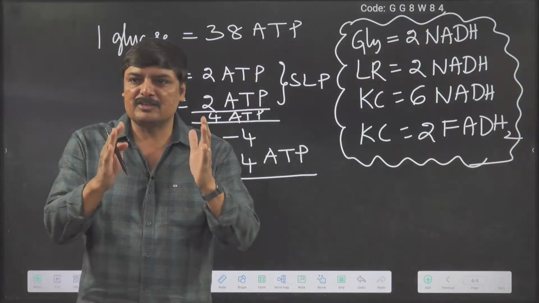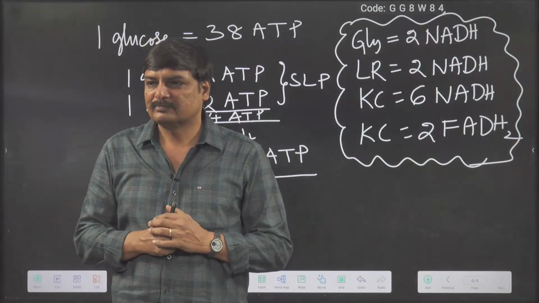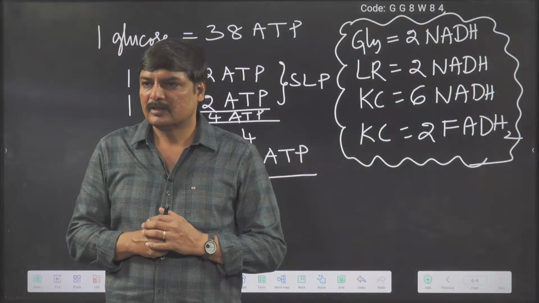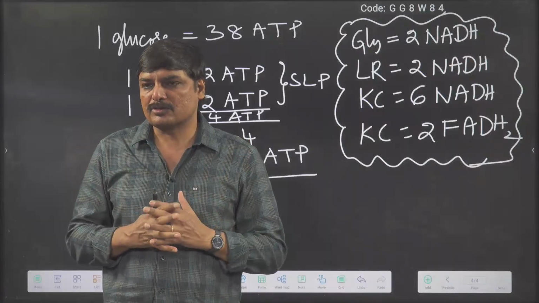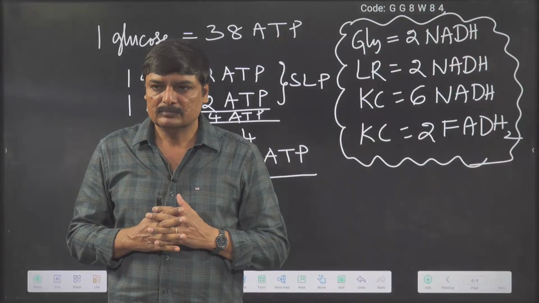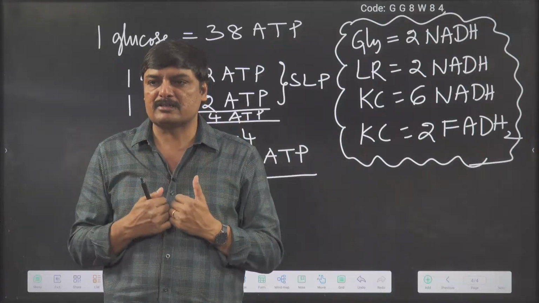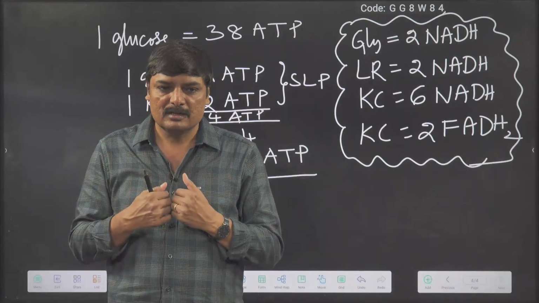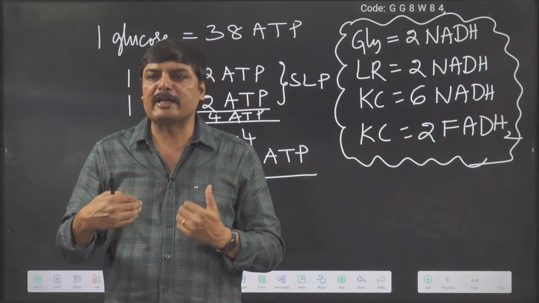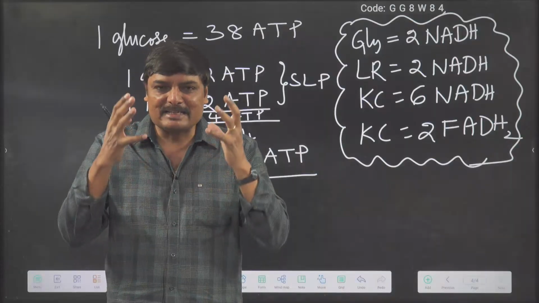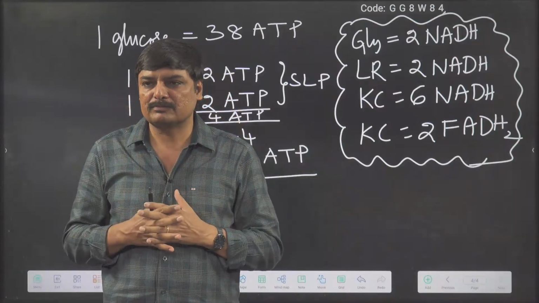Those are the energy compounds. These are formed after acceptance of the hydrogens. That means these are the reduced coenzymes. And these are energy compounds.